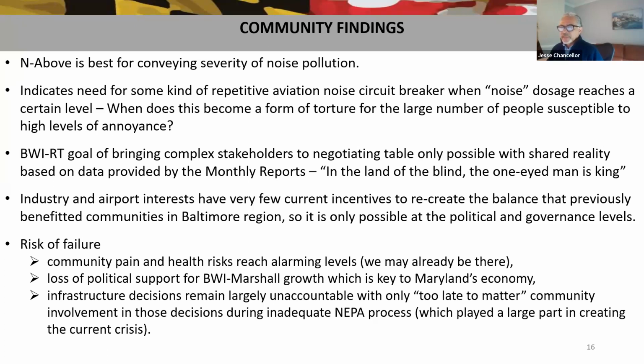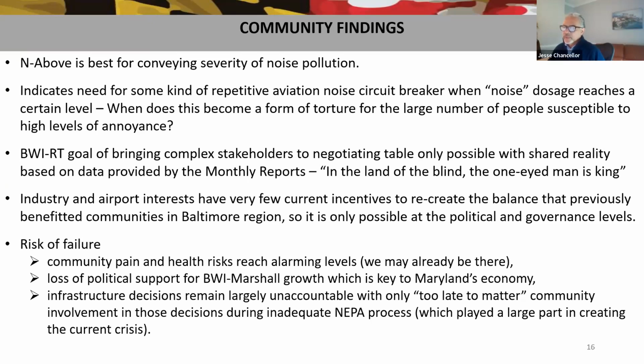So there are a lot of points here. It's a lot of data, so I'm just going to focus on a couple. The first one is that above for us is best for conveying the severity of noise pollution because people understand it. It shows what happens. The third is that we're trying to bring stakeholders together to negotiate at our airport over operations and future infrastructure, but we need a common set of facts. And so we think our report is that common set of facts, at least we hope so.